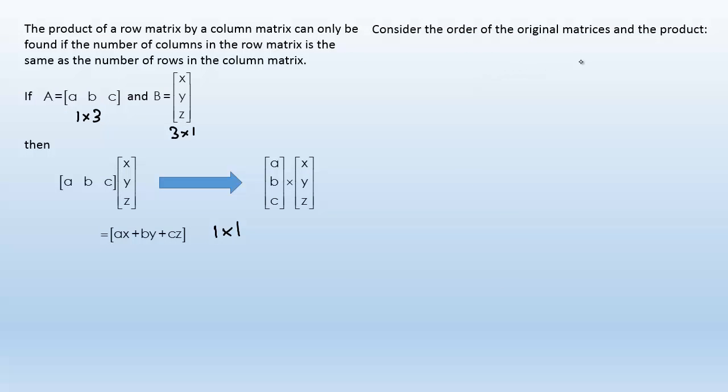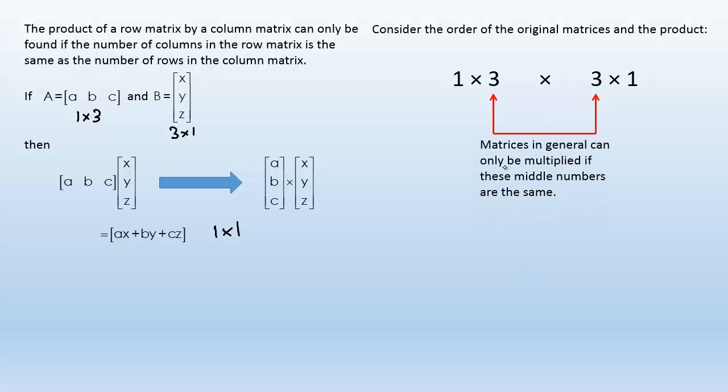Consider the order of the original matrices and the product. Now I know that we've looked at that a little bit here, but it's so important that let's just go through that again. We had a 1 by 3 matrix, and we multiplied it by a 3 by 1 matrix. The fact that the middle numbers, when we write it out like this, are the same tells us that we can do the multiplication. So matrices in general can only be multiplied if these middle numbers are the same.